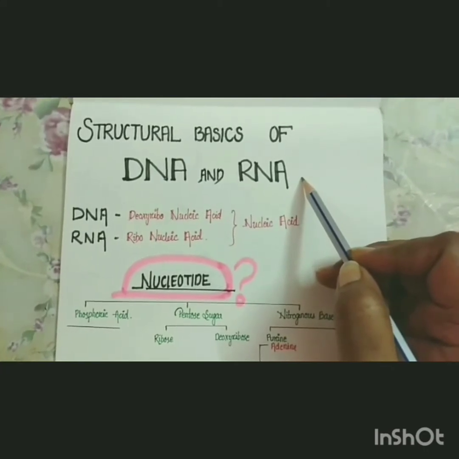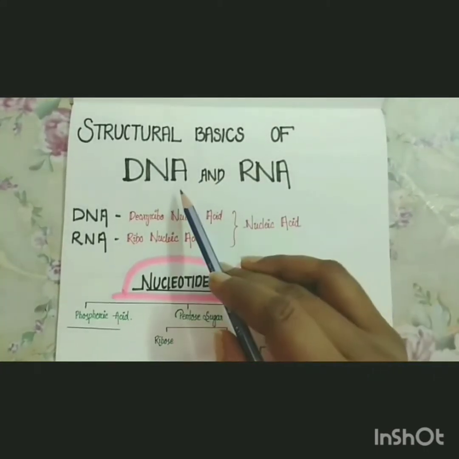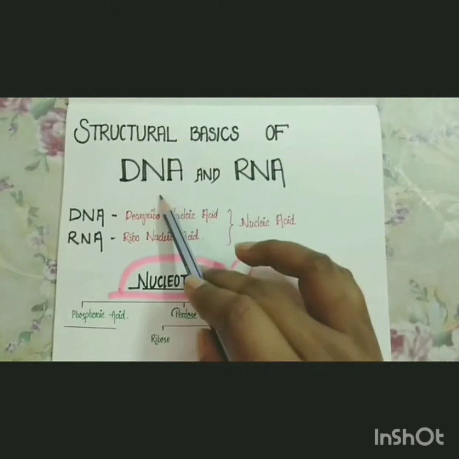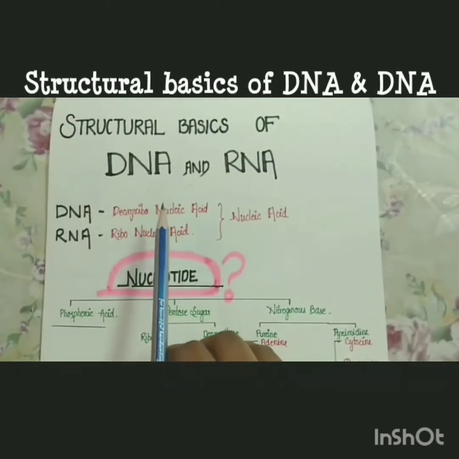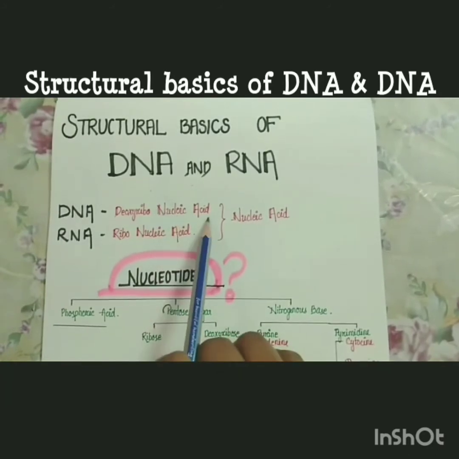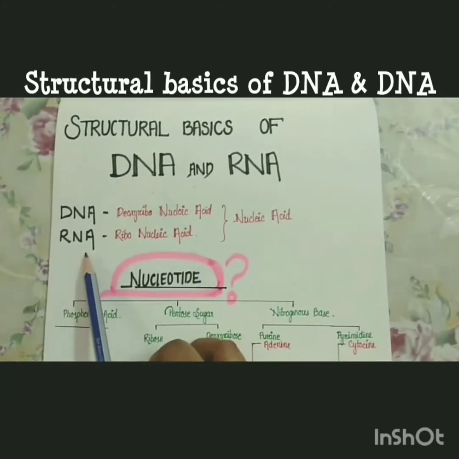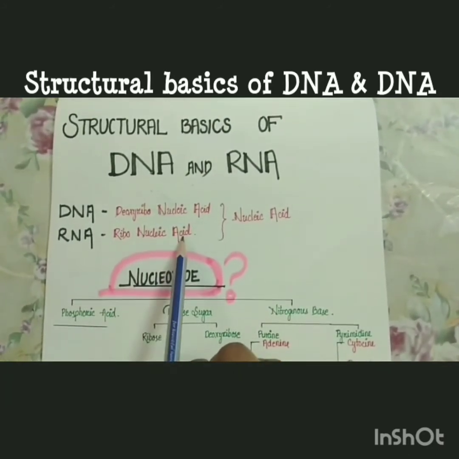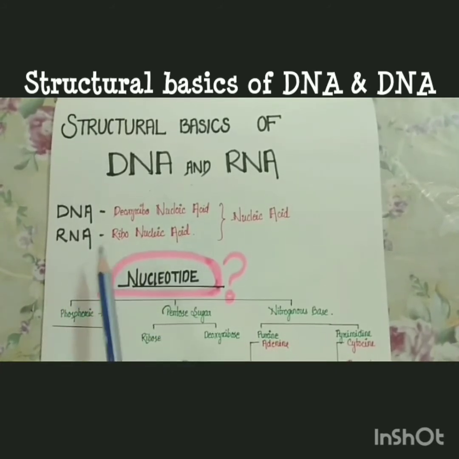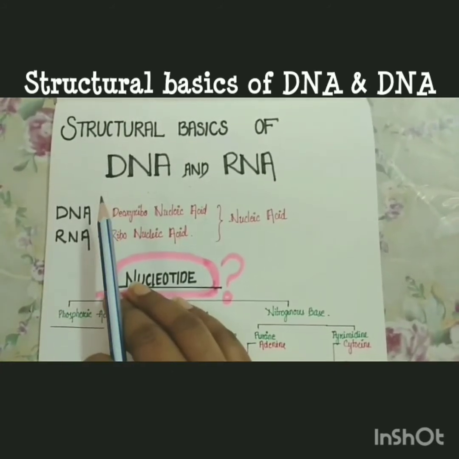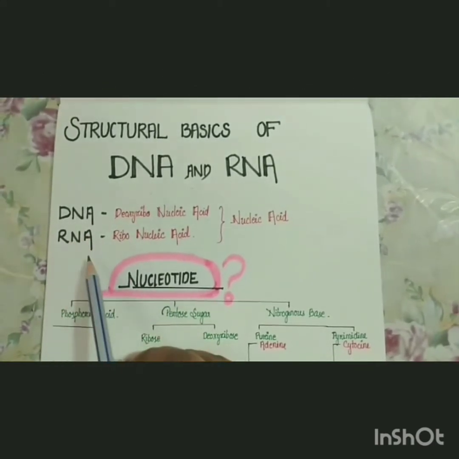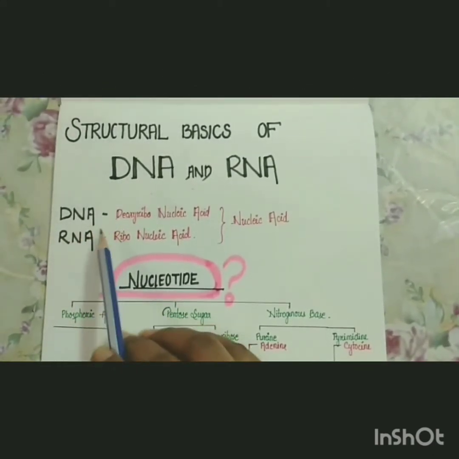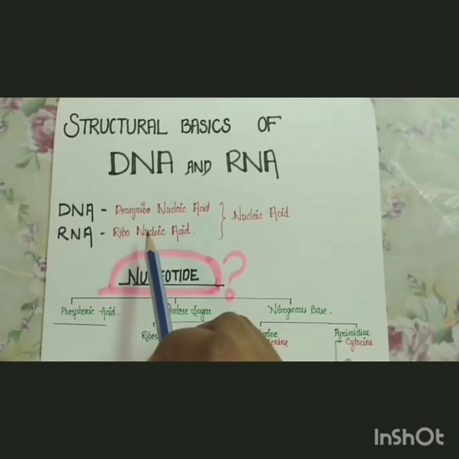The topic that we are going to cover today is structural basics of DNA and RNA. DNA, which is also known as deoxyribonucleic acid, and RNA, which is also known as ribonucleic acid, both are the genetic material of our body. So let's see what our body's genetic material, meaning DNA and RNA, is made up of.